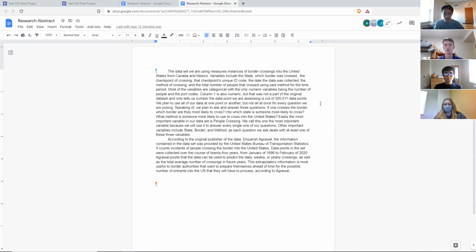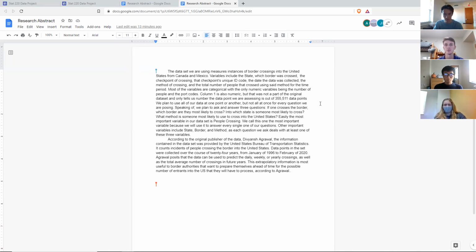So according to the original publisher of the data, Divyansh Agrawal, the information contained in the data set was provided by the United States Bureau of Transportation Statistics. It counts incidents of people crossing the border into the United States. Data points were collected over the course of 24 years, from January of 1996 to February 2020. Agrawal posits that the data can be used to predict the daily, weekly, or yearly crossings, as well as the total average number of crossings in future years.